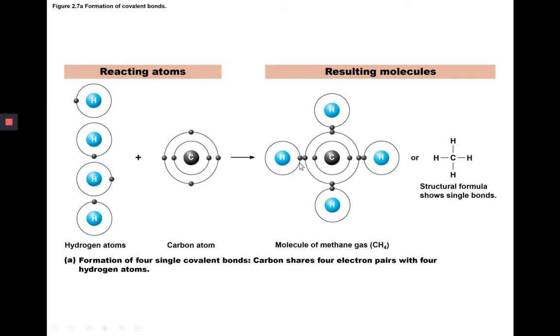For carbon, we also get to count all of the pairs. So if we were looking at the outermost shell of carbon, once it's formed 4 single covalent bonds, we would say that the outermost shell has 1, 2, 3, 4, 5, 6, 7, 8 electrons. So that means that carbon is happy, it's stable. By forming those covalent bonds, all of the atoms have satisfied the octet rule.